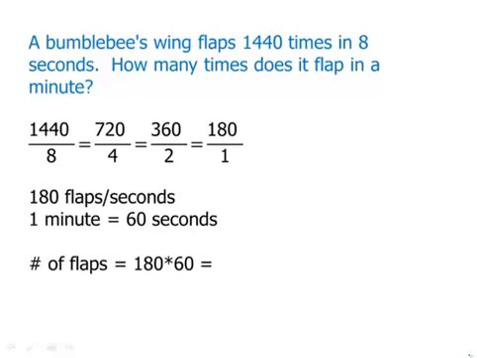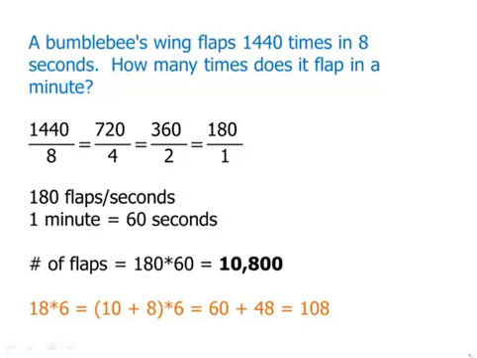We don't actually need a calculator for this. Let's think about this. Let's drop those zeros and make things a bit simpler. If we're doing 18 times 6, well, one way to think about this, the 18 is 10 plus 8. Well, I can do 6 times 10, that's 60. I can do 6 times 8, that's 48. I can add those two, that's 108. So now we're just going to add the 2 zeros. And so what we get is a product of 10,800. And that is the number of flaps in a minute.